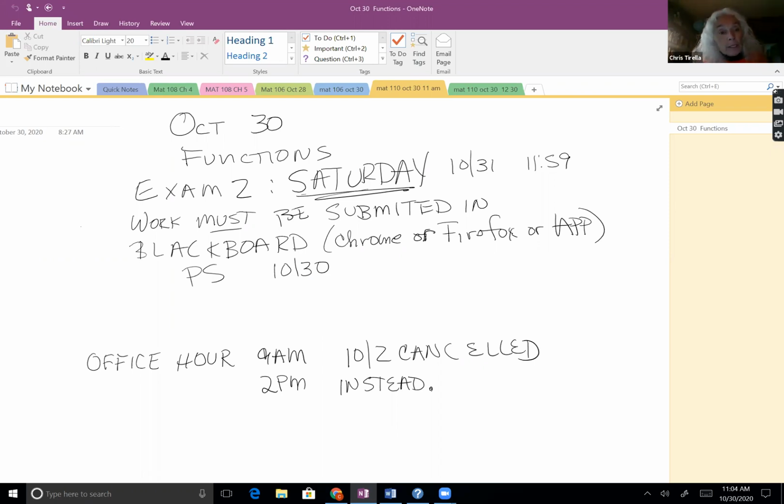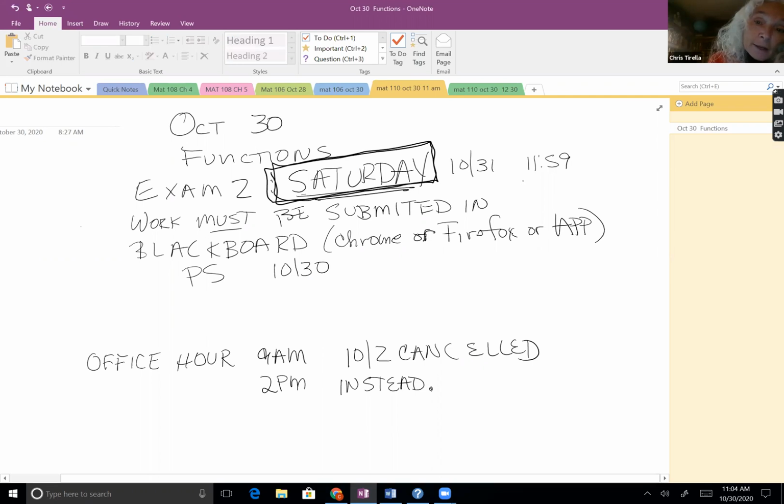Exam 2 needs to be done by, does everybody see this? Saturday, end of the day Saturday. When is it going to be due by? 11:59 Saturday. Does everybody see that Saturday? If I said Saturday enough.